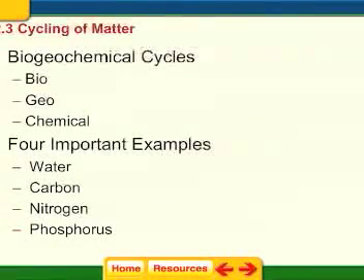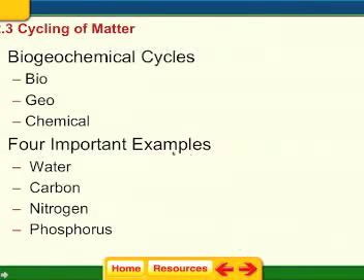So, biogeochemical cycles. The word bio is life. These are Greek words usually. Geo means earth, and chemical means matter. So biogeochemical means the cycling of matter through life and the earth, and the matter is going from living things to the non-living parts of the ecosystem and back again over and over again.